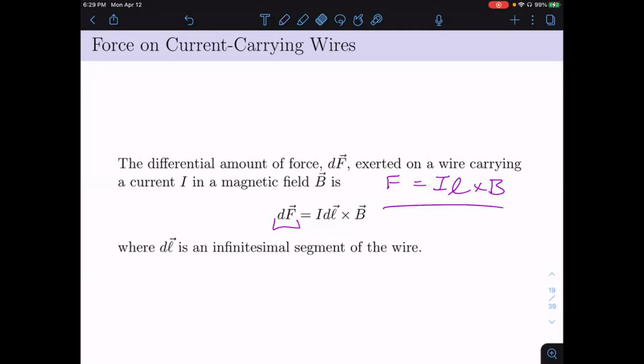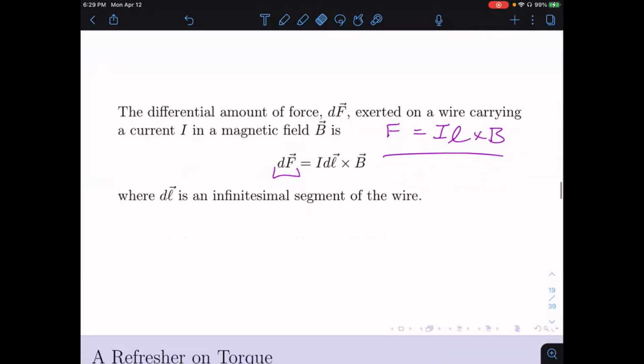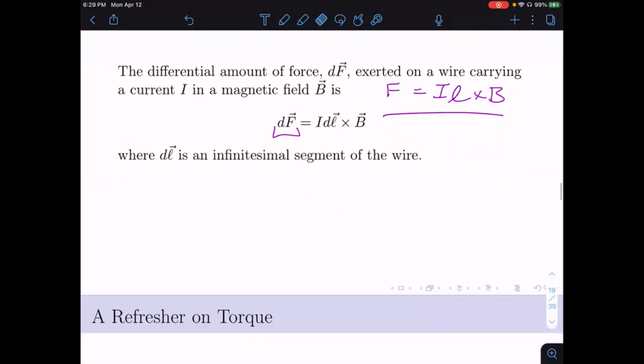So, differential force is equal to I, the current, times dL, the differential length, crossed with our magnetic field vector. So it looks somewhat similar. It's only 3 variables. But not qv cross B, we have I dL cross B, where dL is an infinitesimal segment of that wire. So a little different than qv cross B necessarily.